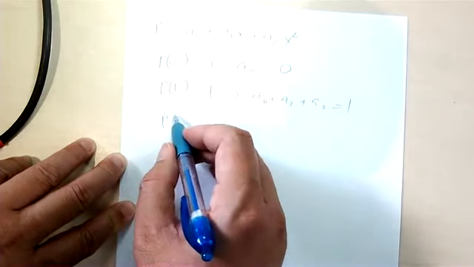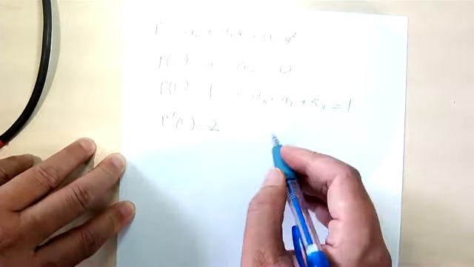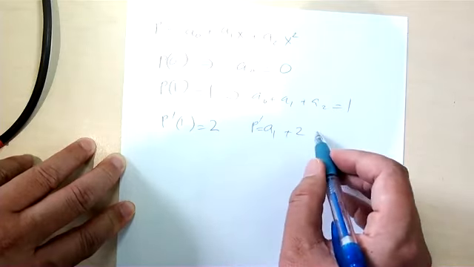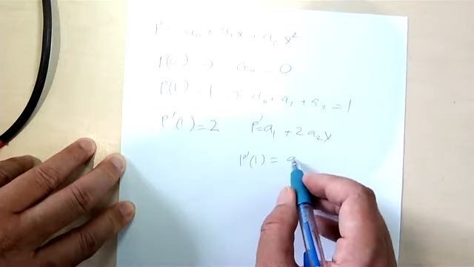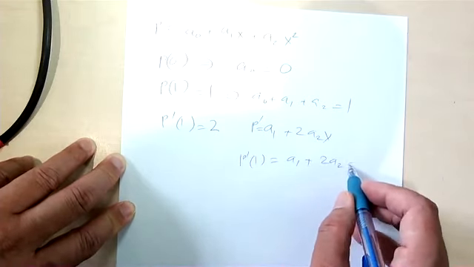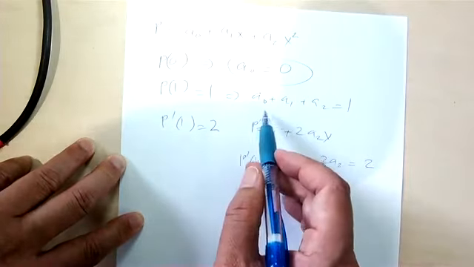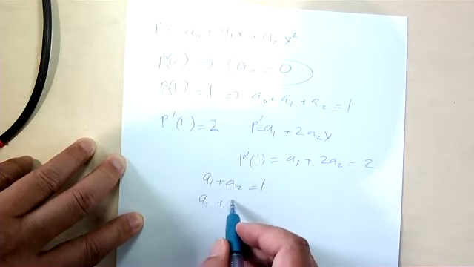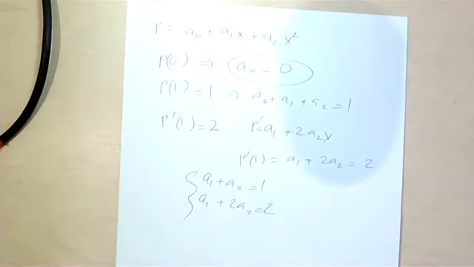Then p prime at 1 equals 2. So what is p prime? p prime is just a1 plus 2 a2 x. So p prime(1) equals a1 plus 2 a2, which equals 2. So now you have a0 equals 0, then a1 plus a2 equals 1, and a1 plus 2 a2 equals 2. So you can find out what a1 and a2 are, right? So it has to be a quadratic.